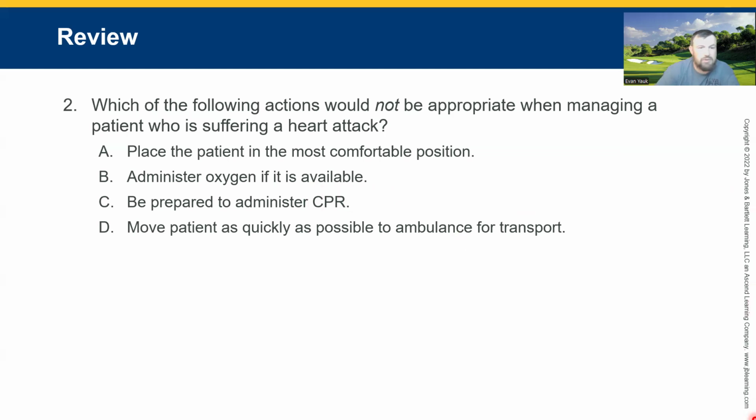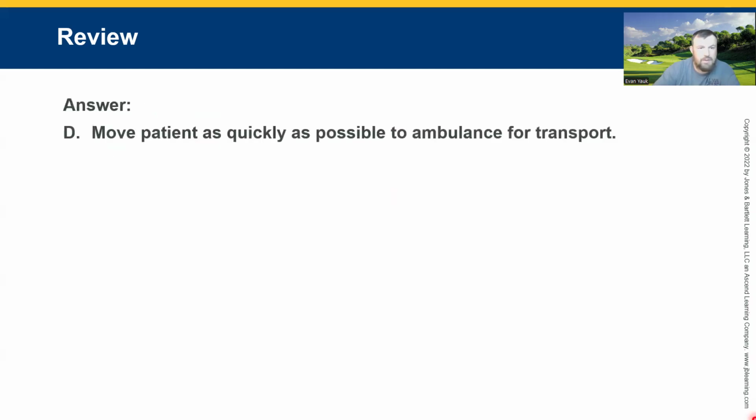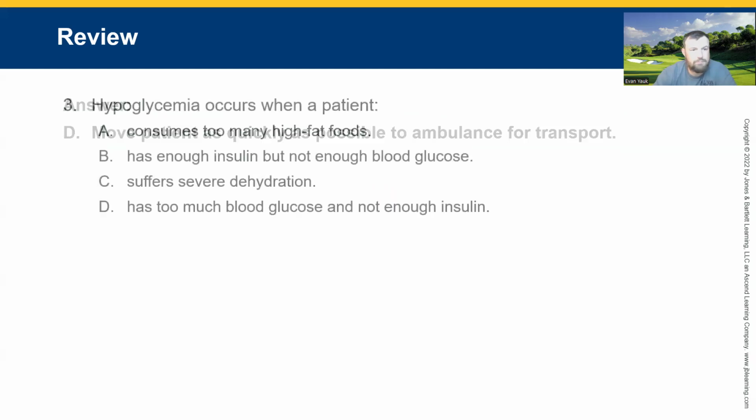we don't need to move as quickly as possible to the ambulance for transport. We need to work our patient, do our assessment, do our vitals, right? Here we go. And then hypoglycemia occurs when a patient, so let's look at that word, hypoglycemia, that is low, right? Consumes too many high-fat foods, has enough insulin but not enough blood glucose, suffers from dehydration, has too much blood glucose and not enough insulin.